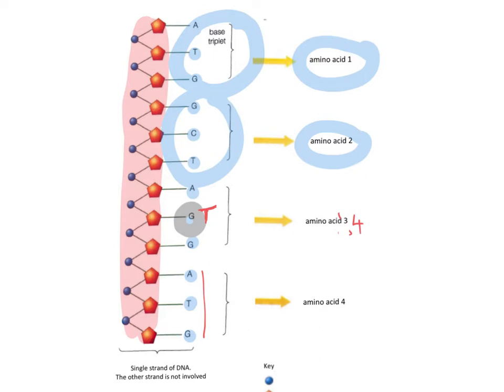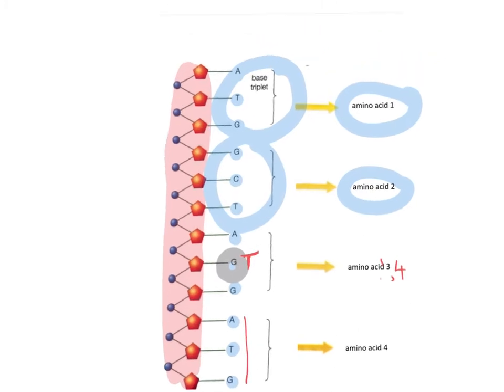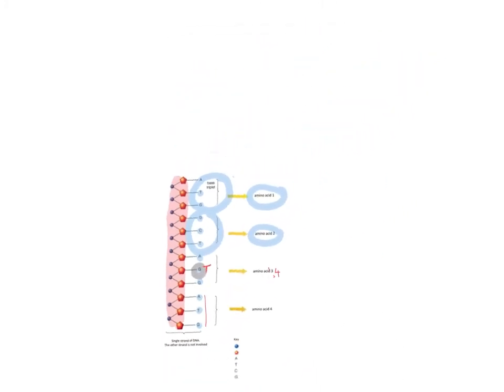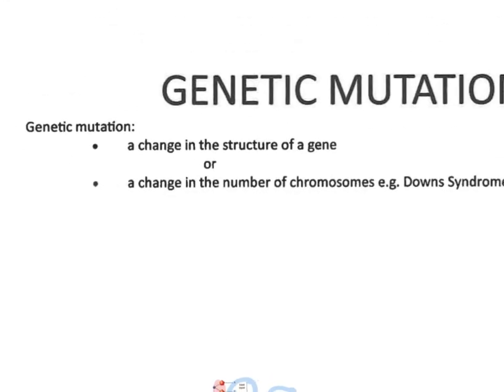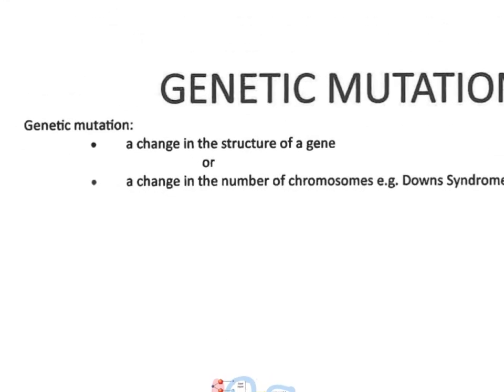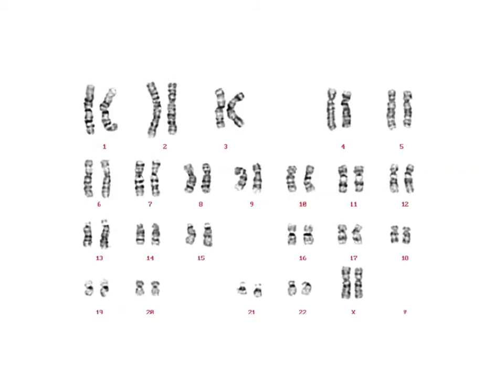So if we come back here then to the top of the page, if I can manage to do that. Change in the structure of a gene, that's what we were looking at there. Or a change in the number of chromosomes, and we've already looked at Down syndrome. So let's have a look at it in more detail.